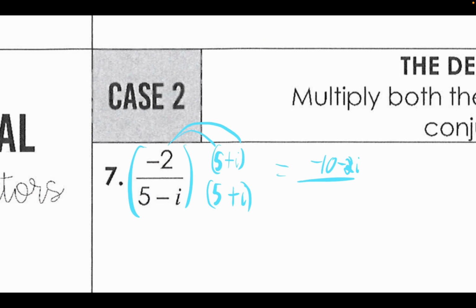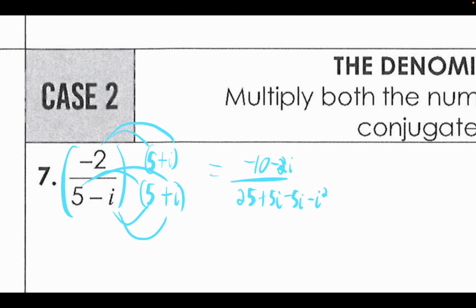And on the bottom, as we distribute this, as we FOIL, quote unquote, we do 5 times 5 is 25. 5 times i is 5i. Negative i times 5 is negative 5i. And negative i times i is negative i squared. And just like we saw last lesson when we multiplied by the complex conjugate, on the bottom, the 5i and negative 5i zero out, and negative i squared becomes positive 1.